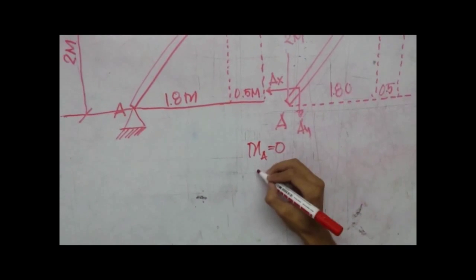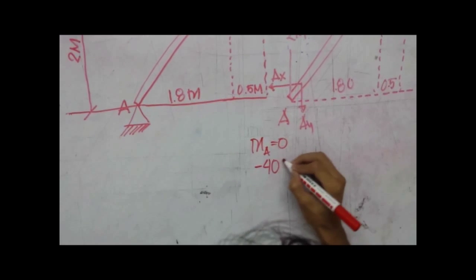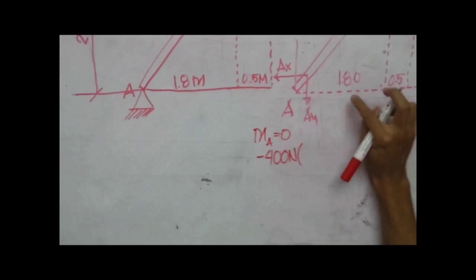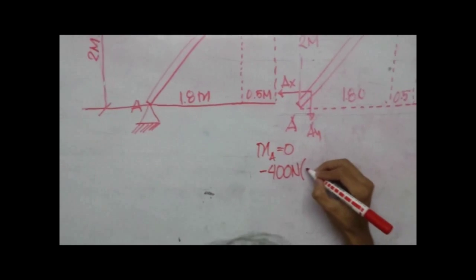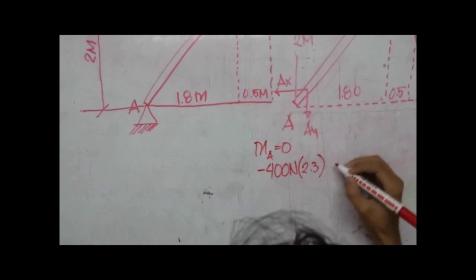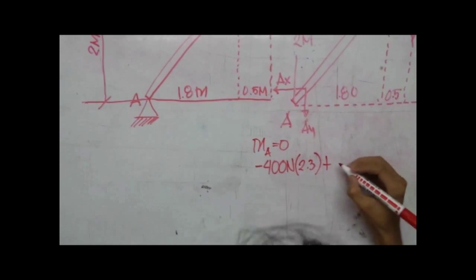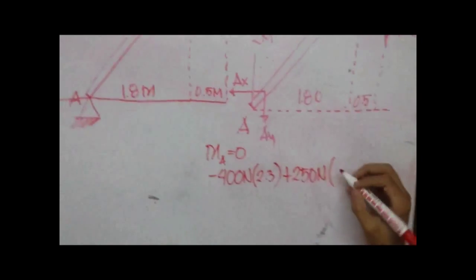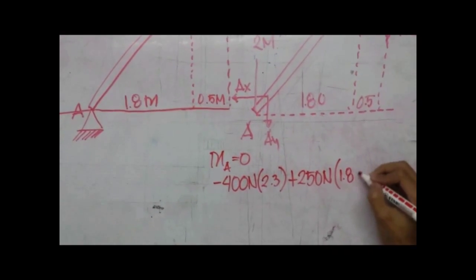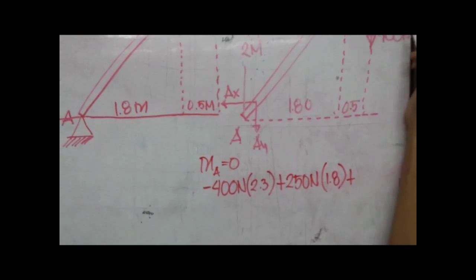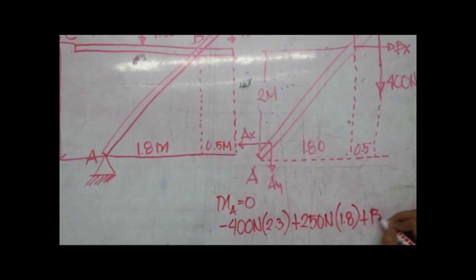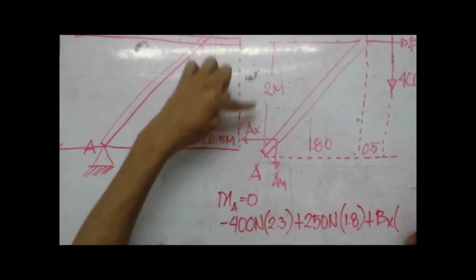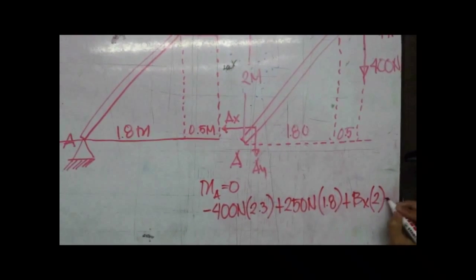First, make use of the downward force, negative 400 newtons, multiplied by its distance from point A, 1.8 plus 0.5 is equal to 2.3. Plus the value of By, which is 250 newtons, multiplied by its distance from point A, which is 1.8 meters, plus Bx, the unknown, multiplied by its y distance from point A, which is 2 meters. All of this equal to 0.